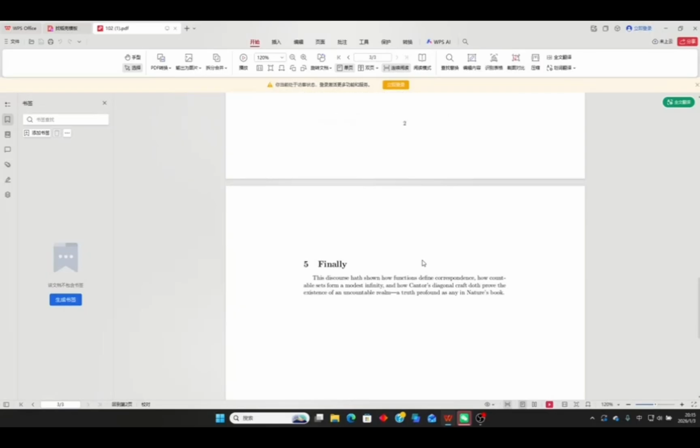This means there are different sizes of infinity. Countable infinity, like the integers, is one kind, but the set of all sequences of zeros and ones is larger. It's uncountable. This was proved by Georg Cantor in the 19th century using his famous diagonal argument, and it changed mathematics forever. And that's my presentation.